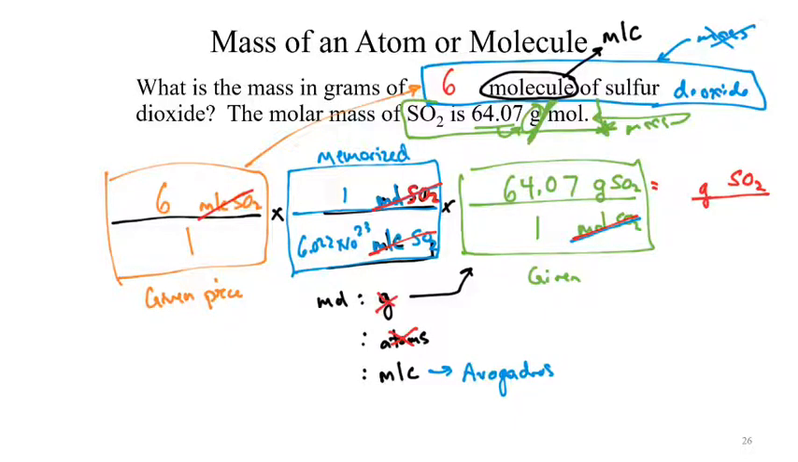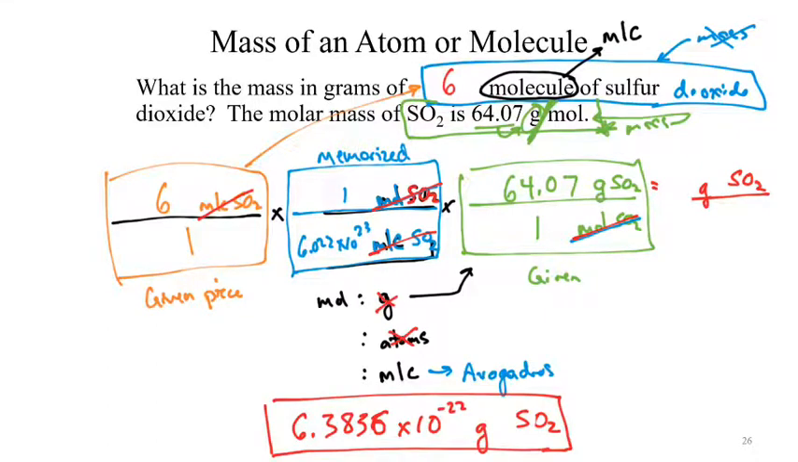And now I'd have my work lined up where if I entered this into the calculator, I would get my grams of SO2. So now all I've got to do is enter it into the calculator, and I get a whopping 6.3836 times 10 to the negative 22 grams of SO2. So an incredibly small number.